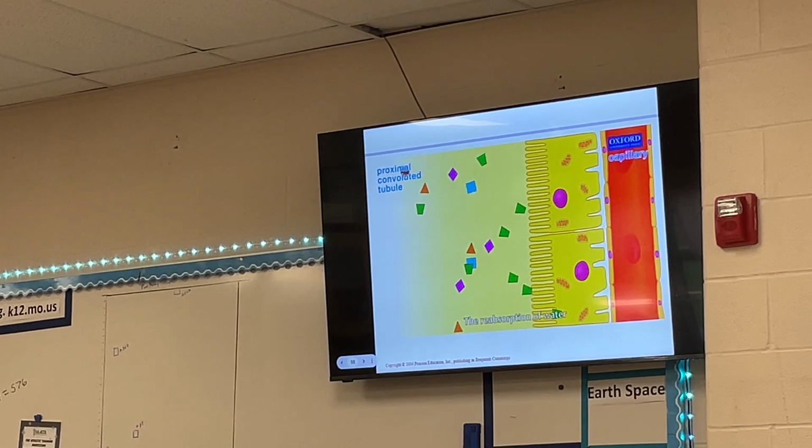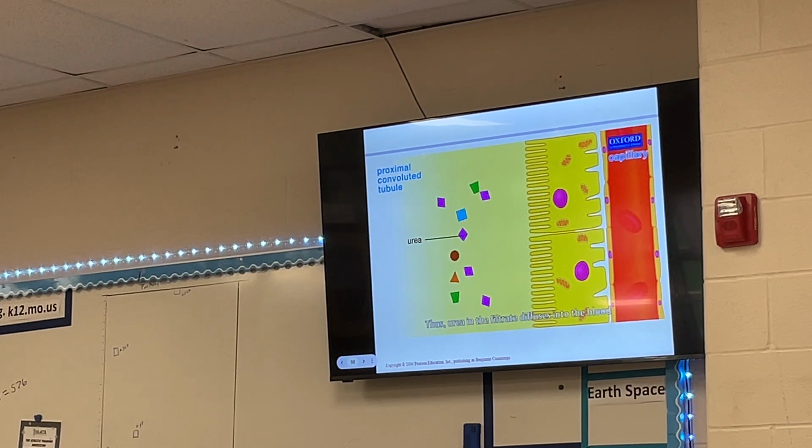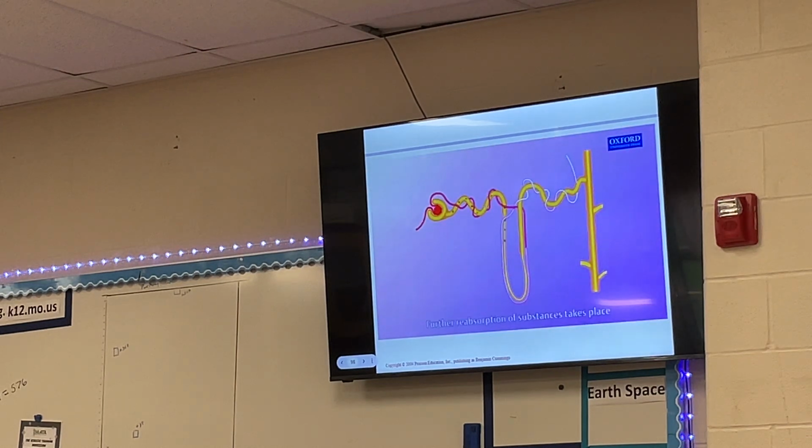The reabsorption of water raises the concentration of urea in the filtrate. Thus, urea in the filtrate diffuses into the blood. Further reabsorption of substances takes place in the remaining part of the kidney tubule. After reabsorption, the remaining filtrate in the collecting duct is called urine, which will be passed out of the body when we urinate.